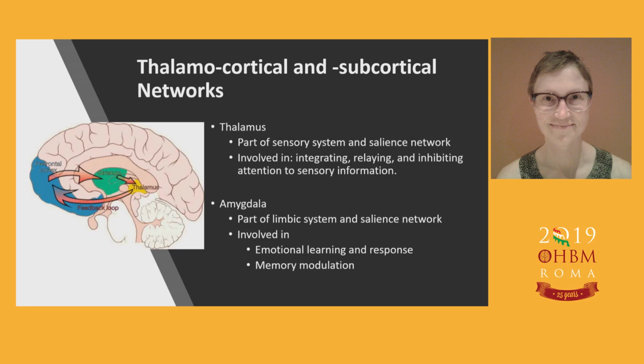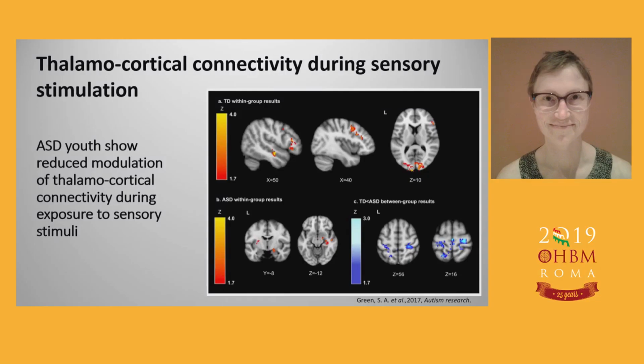We know the thalamus is part of the sensory system and the salience network and is involved in integrating, relaying, and inhibiting attention to sensory information. An important part of that are the thalamocortical, striatal, thalamo loops that the thalamus plays a role in. The amygdala is part of the limbic system, and it's involved in emotional learning and responses and memory.